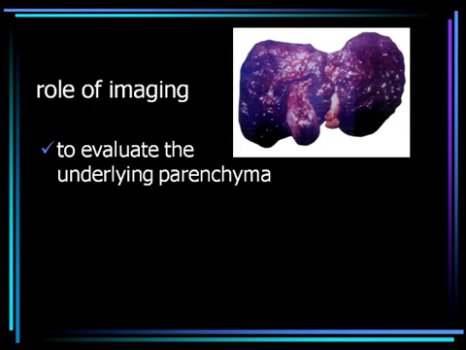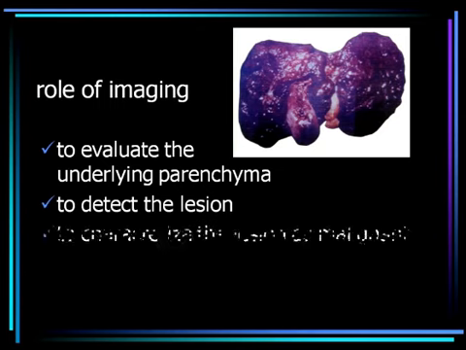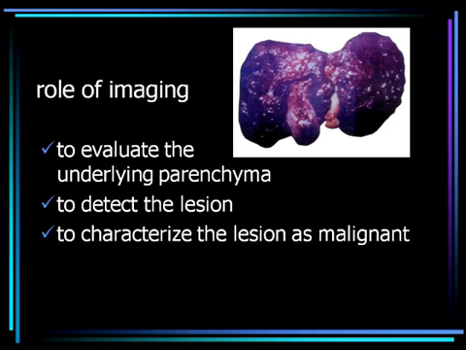So the very first important thing, before you proceed to the diagnosis of the focal liver lesion, is to evaluate the underlying parenchyma. Is the liver parenchyma normal or abnormal? And it's very important, because the most common malignant lesion in a cirrhotic liver is not the metastasis, but the hepatocellular carcinoma.